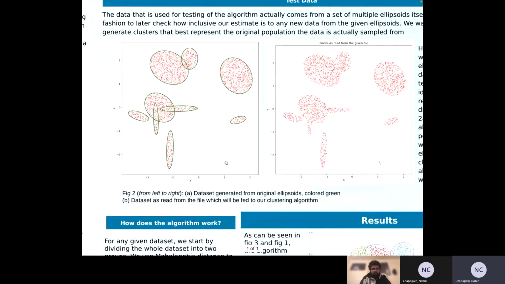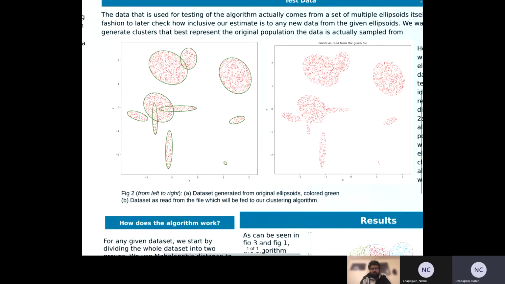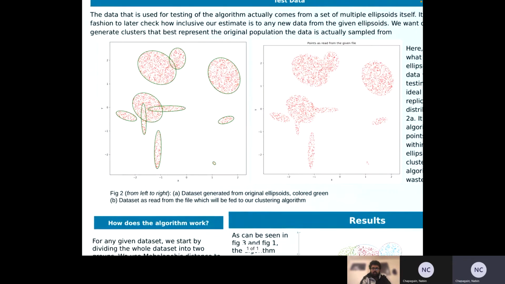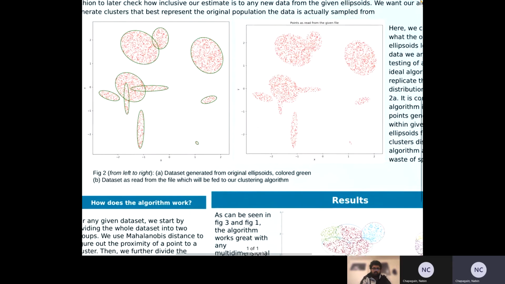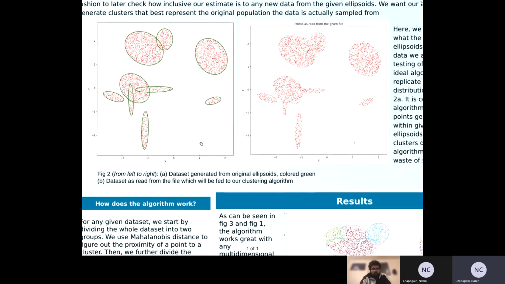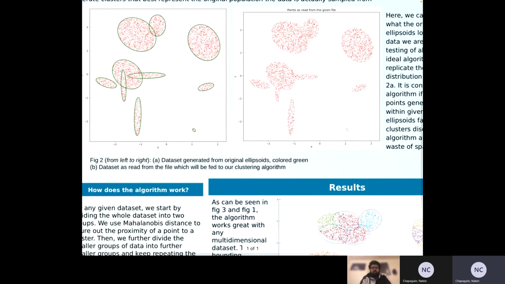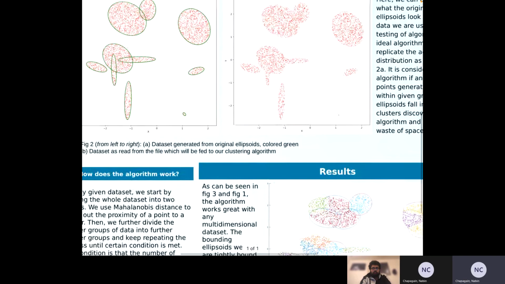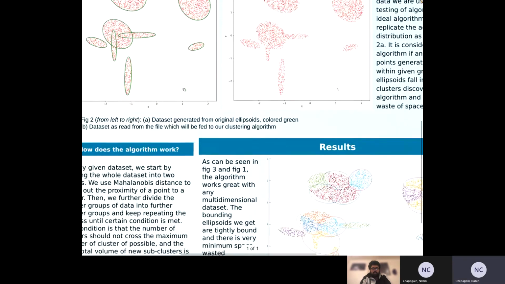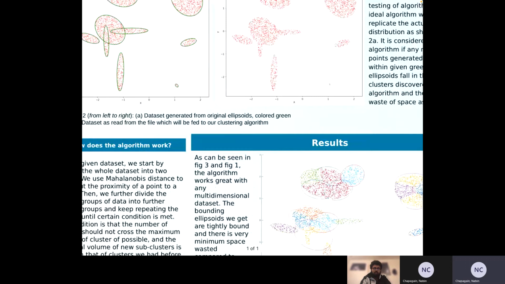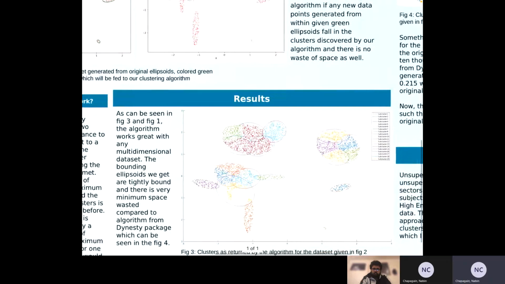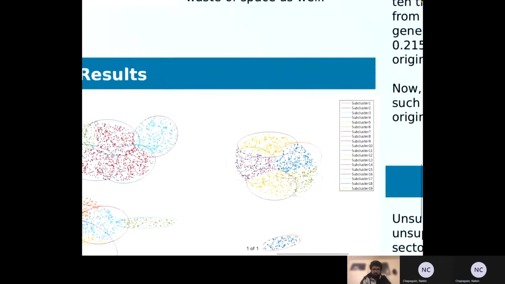In the picture at the left, you can see there are green ellipsoids. Those are the parent ellipsoids from which we are sampling our test data. On the right, you can see the points, which are the sample test data. As you can see on the left, there are 10 parent ellipsoids, so when we pass that data through the algorithm, we are supposed to get those 10 clusters, as those points were actually sampled from them. But what the algorithm gives us is 19 clusters.